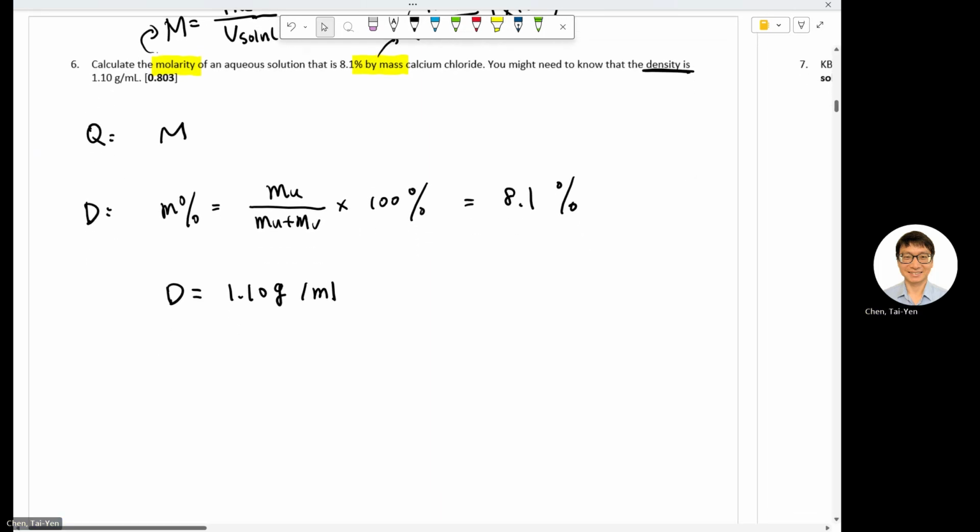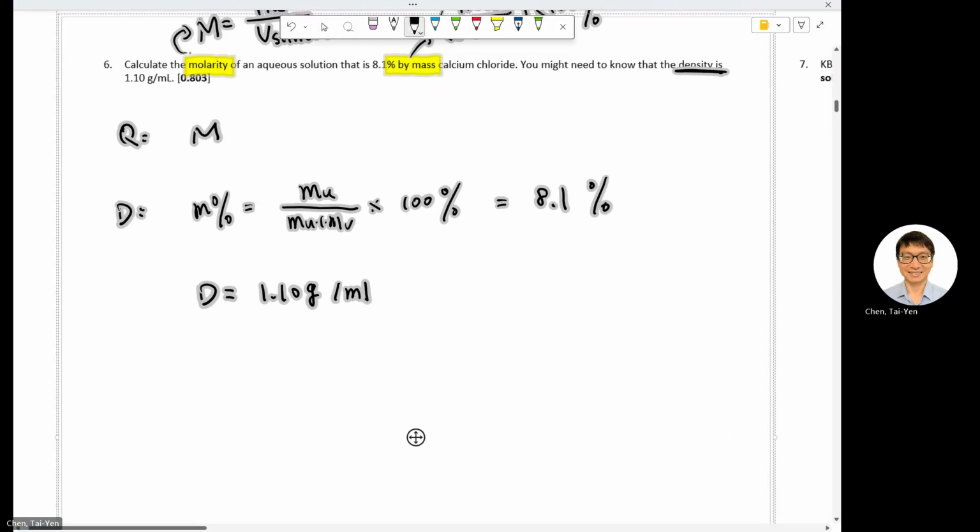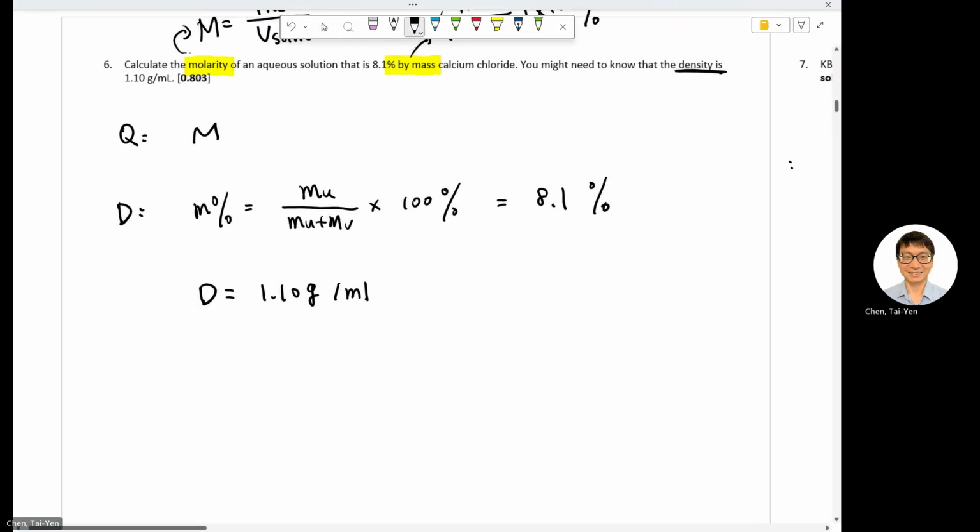Okay. Here, what's your solute? What's your solvent? Okay. Your solute is calcium chloride. Solvent is water. Okay. How do you know your solvent is water?